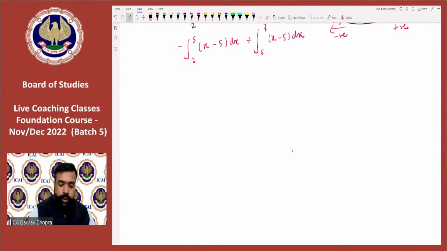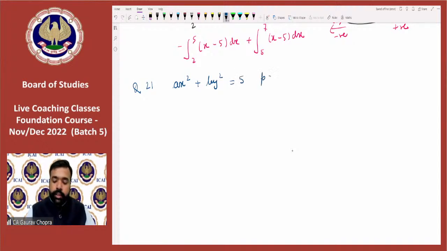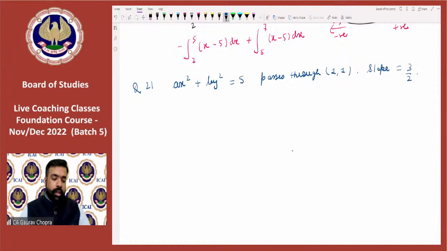Now let's take one more question. Now this time the question says the equation is there ax square plus by square is equal to 5, and this passes through 1 comma 1, and the slope is equal to 3 by 2. We have to find value of a and value of b. So these two we have to calculate, a and b.